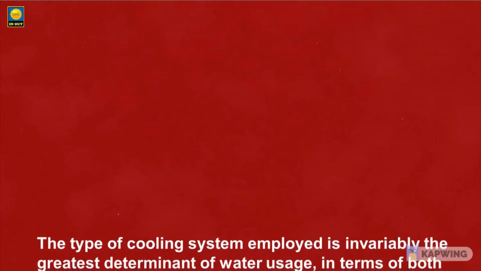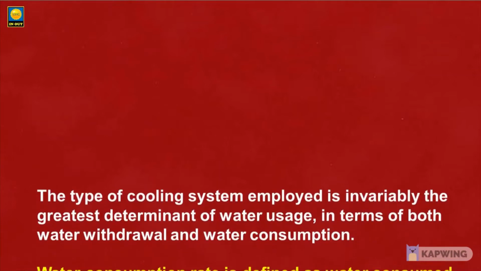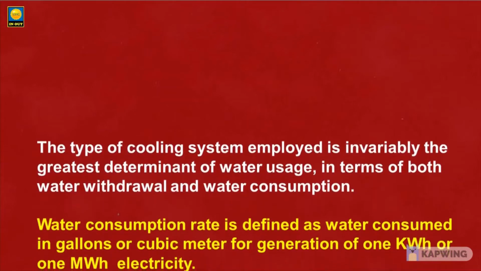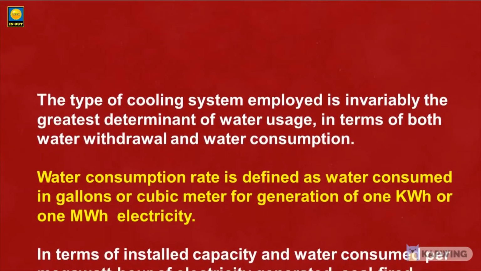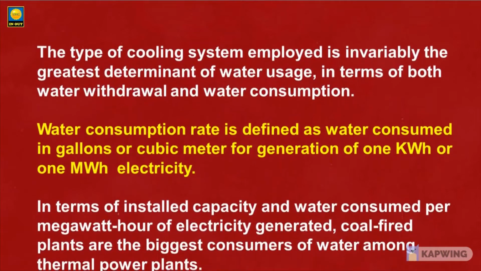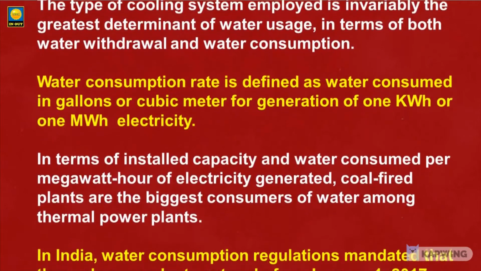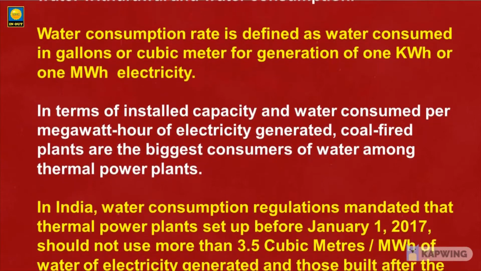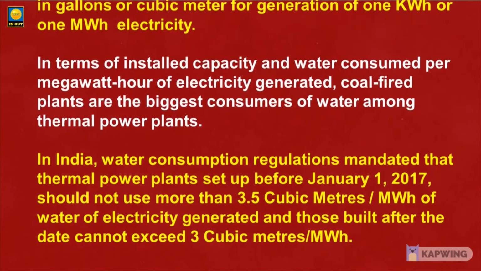The type of cooling system employed in thermal power plants is invariably the greatest determinant of water usage, in terms of both water withdrawal and water consumption. Water consumption rate is defined as water consumed in gallons or cubic meters for generation of 1 kilowatt hour or 1 megawatt hour of electricity. In terms of installed capacity and water consumed per megawatt hour of electricity generated, coal-fired plants are the biggest consumers of water among thermal power plants.